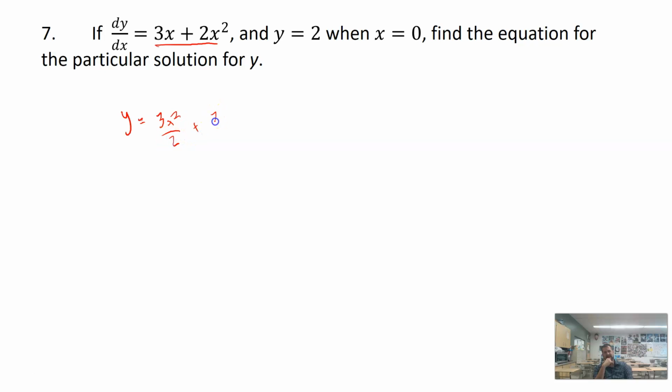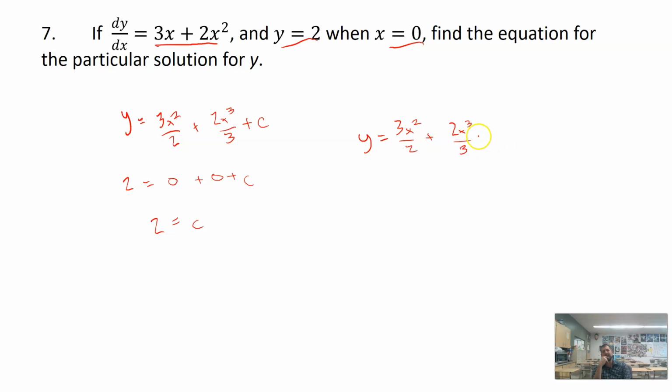So I take my antiderivative here, and I've got plus c. Then I'm going to plug in 2 for y and 0 for x. So I'm going to get 2 is equal to 0 plus c. So my c in this case is equal to 2. I take that 2 and I plug that back into my original equation, and I get my final answer.